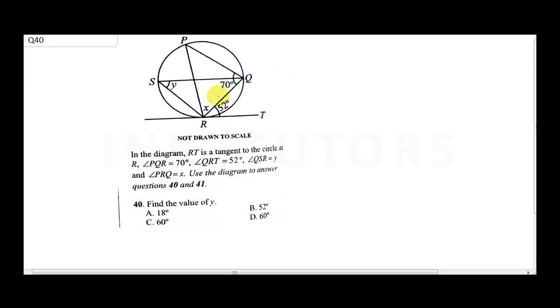Now, this is called a chord. Line RQ is called a chord. Any line that doesn't pass through the middle of the circle that touches 2 points is called a chord.